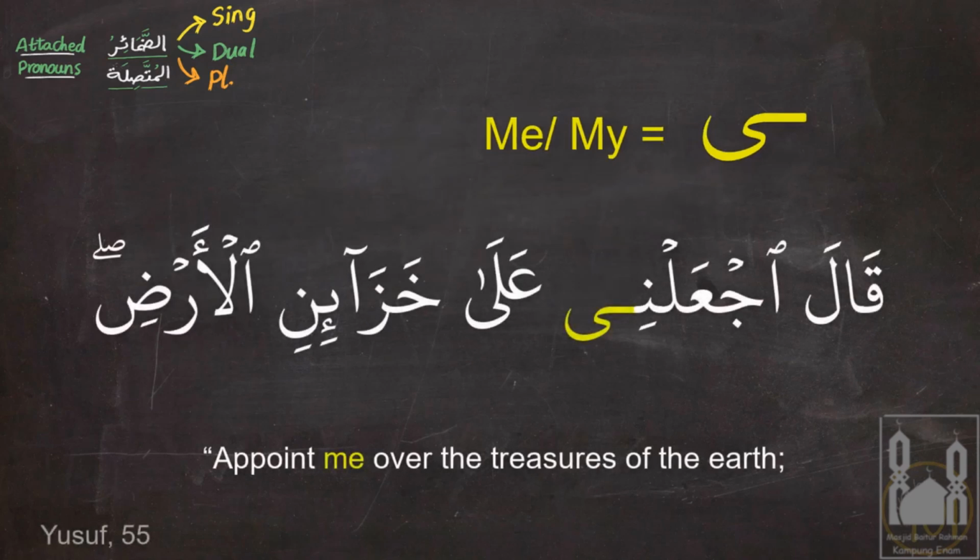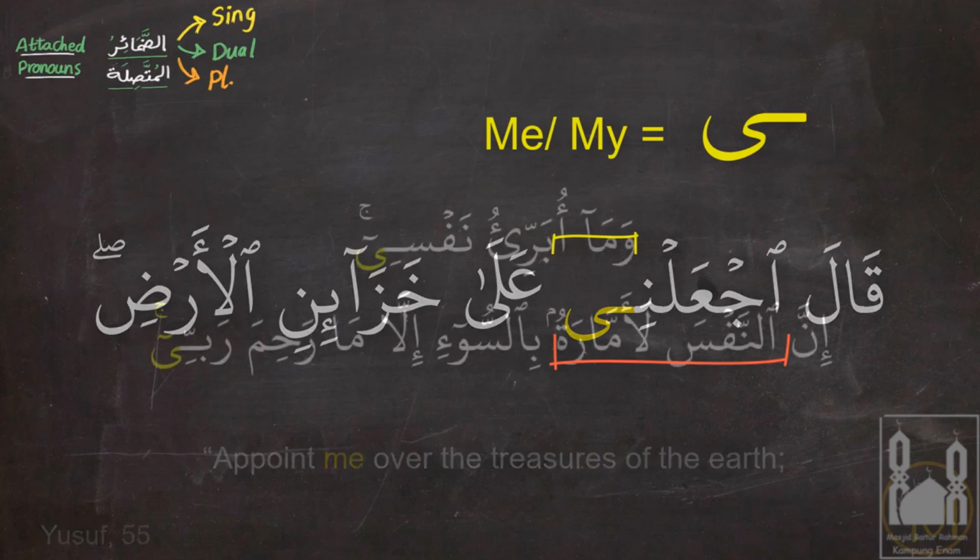قال اجعلني على خزائن الأرض. So in this example we see the verb اجعلني, and at the end of it we see the ya attached to the end of it to give the meaning of put me or appoint me.